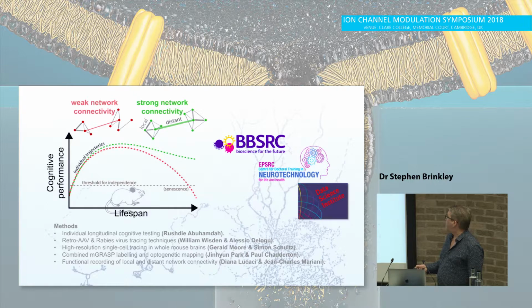But the point of principle data that I'm going to mainly concentrate on is this. I'm going to try and convince you that we can combine an optical technique, mGRASP, with an electrophysiological technique, channelrhodopsin optogenetics, to map the strength of connections. It's something that I didn't necessarily believe we could do, but now I'm pretty convinced we can. And so we're now going to be applying this to the mice that we identify in this assay.